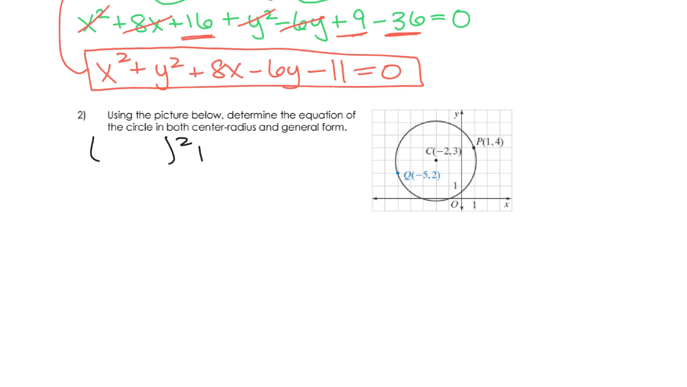Remember that center radius form has a certain structure to it that looks very similar to this. And now all we have to do is insert our center and our radius into it. Right here, you guys can see that this point is the center of our circle. And so we're going to go ahead and write positive 2 minus 3 inside the parentheses. Now we need to look for our radius.